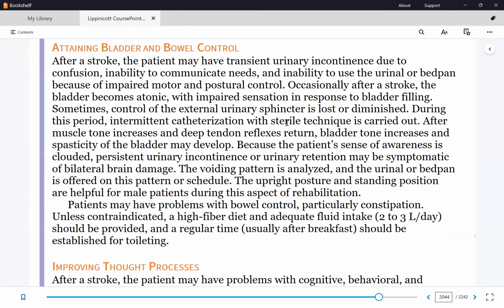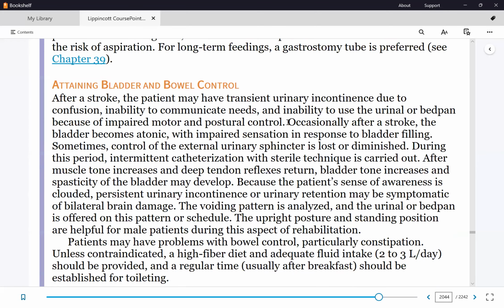Okay, bladder and bowel control. Some patients, depending again on the type of stroke, meaning which part of the brain is affected, will either have urinary retention, which means it's a neurogenic bladder. The bladder does not contract anymore. So they'll have to self-catheterize or have a Foley forever. Some will be incontinent. So it really depends on which part of the brain and how long the stroke lasted.